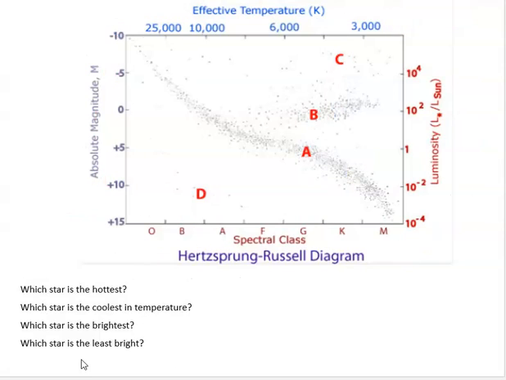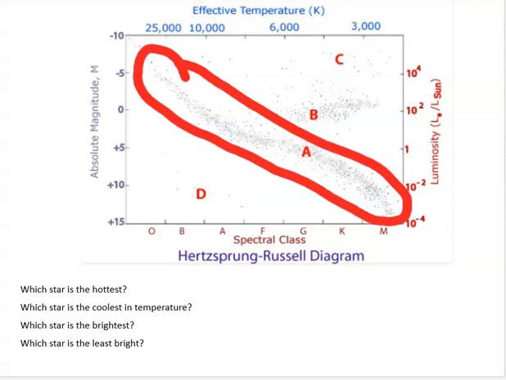The last thing that I want to talk to you about on this particular HR diagram is that right here, remember that these are our main sequence stars, and they account for about 90% of all of the stars that we look at and talk about. Where A is right here, this diagonal line of stars, those are called our main sequence stars, and those are going to be 90% of all the stars that we talk about.